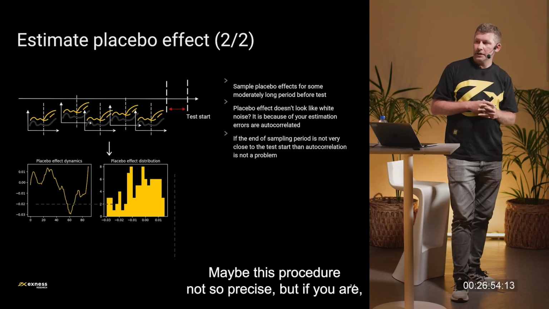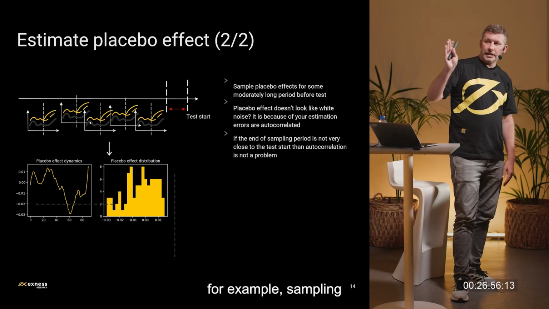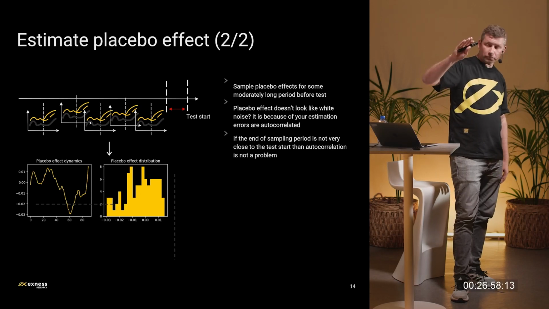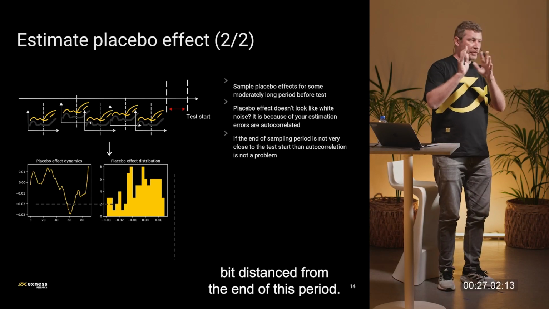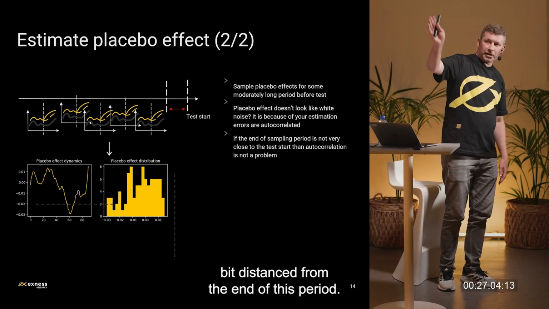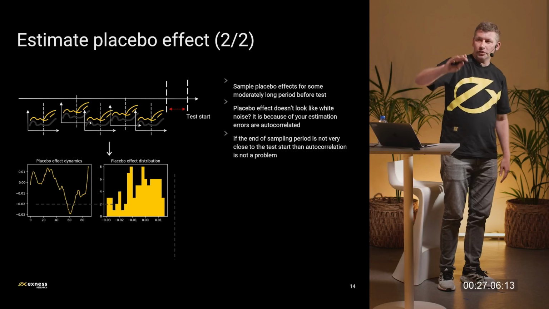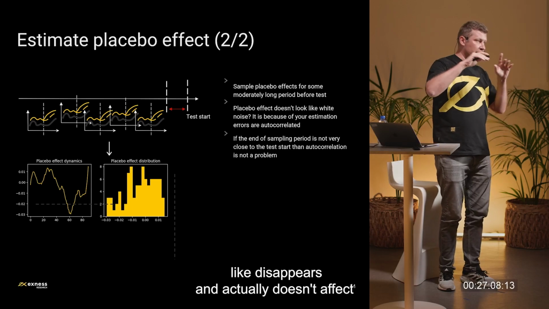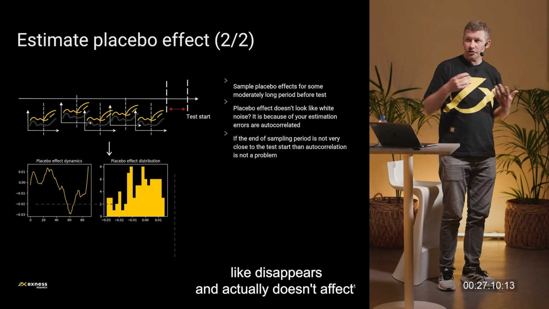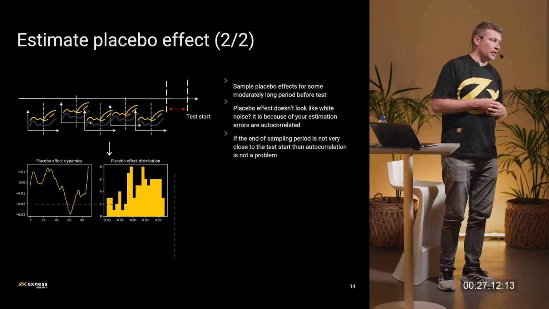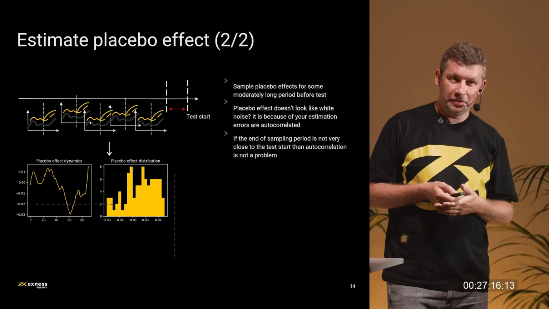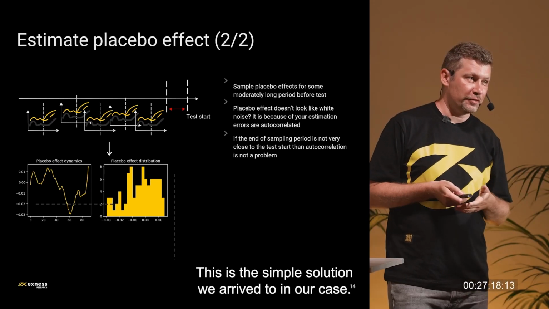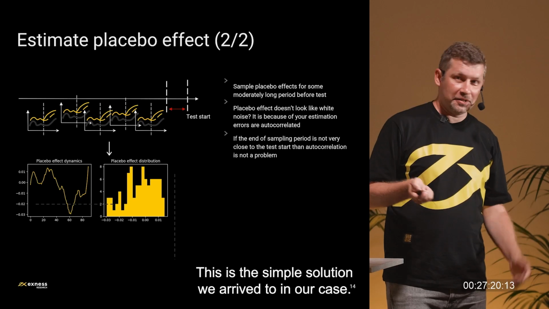But if, for example, you sample an actual test start that is a bit distanced from the end of this period, this autocorrelation story disappears and actually doesn't affect your estimation much at the test time. This is the simple solution we arrived at in our case.